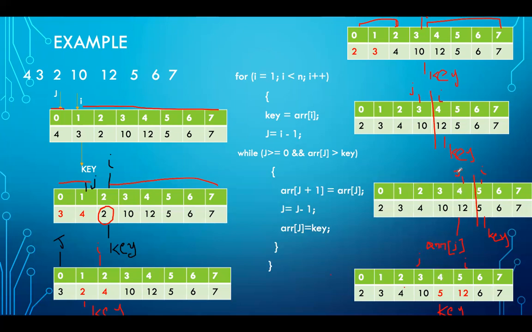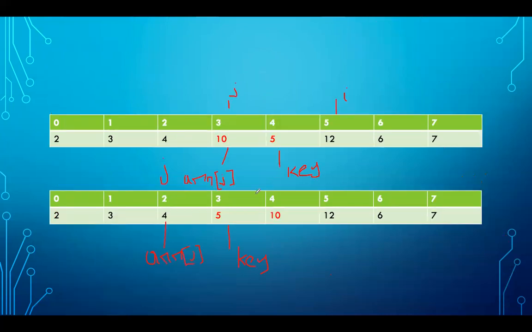Okay, so now compare with 10 and exchange for 5 and 10. This is also greater, so it will be swapped. So 5 and 10 also are swapped. After that, this 5 will be compared with 4, no need of swapping, already less than, and 3 and 2, no need of swapping. So the array will be like this: 2, 3, 4, 5, 10, 12, and 6, 7.